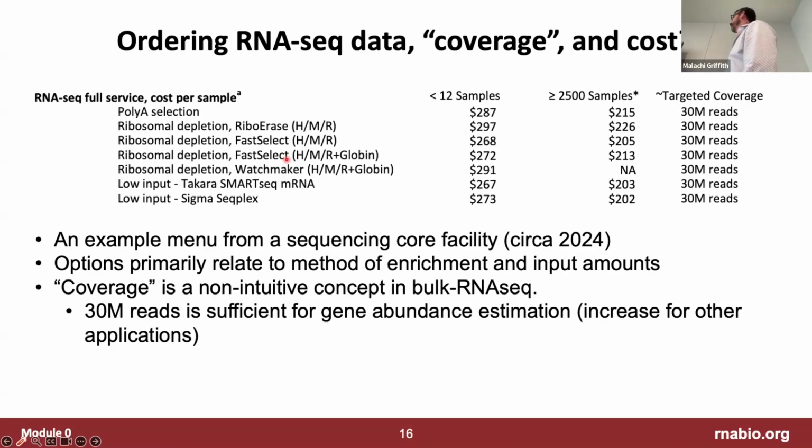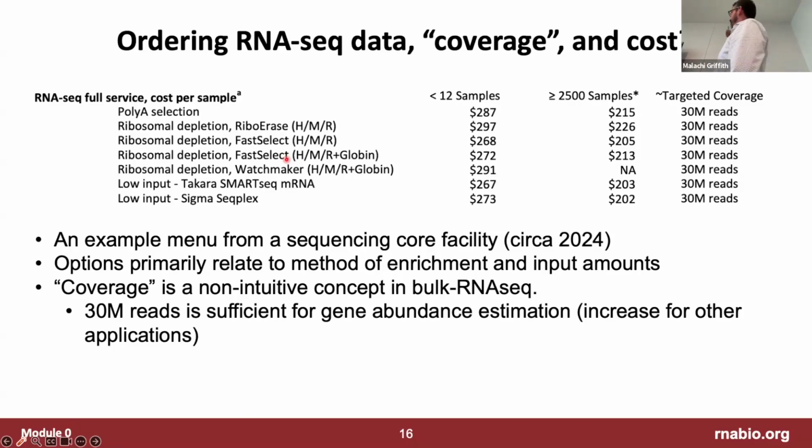They'll say, how do you want your RNA-seq data to be generated? Do you want to do a poly-A selection? Do you want to do one of these ribosomal depletion options? Then we have all these different options that include depletion of different molecules. If your RNA is coming from blood, you may want to include an extra globin reduction step. And then we have a couple of low input options in case you're really not able to get much RNA. And then this is what we're going to charge you for each sample.